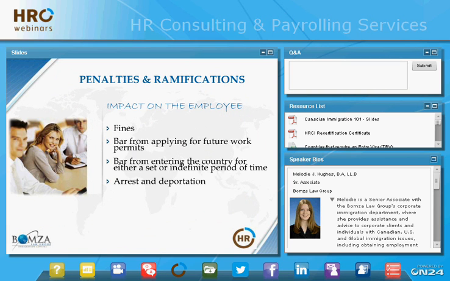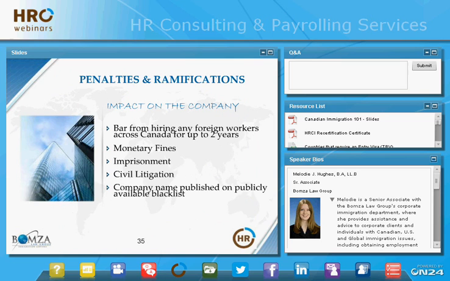For the company, there's a bar from hiring foreign workers. If a company is found to be non-compliant under our new regulations, you can be banned from hiring foreign workers for up to 2 years, and your name would be publicly listed on a blacklist with Citizenship and Immigration Canada. You could also be subject to some fines, potential imprisonment, as well as litigation. If an employee is banned from entering the country for any purpose because they followed the direction of the manager, they can then come back and sue the company.